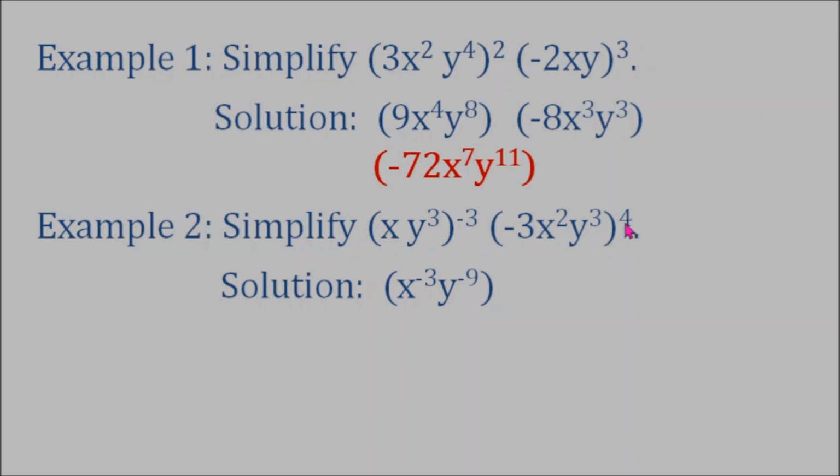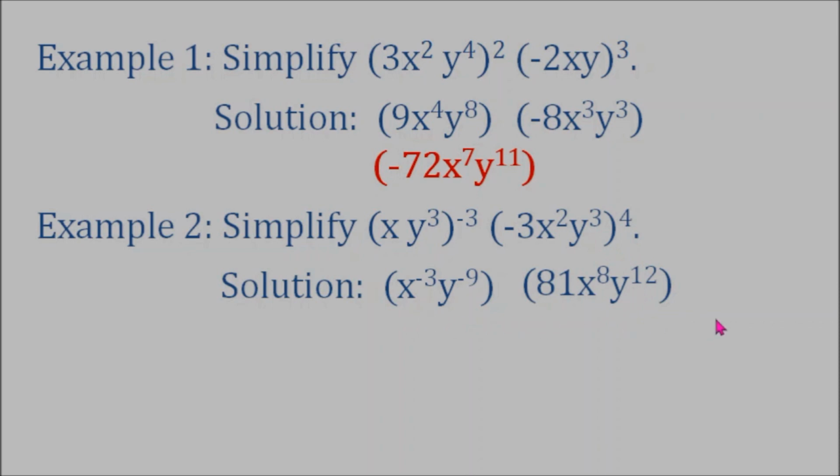Then this 4 is the exponent of negative 3, and this 4 is also the exponent of x squared, and also this 4 is the exponent of y cubed. So negative 3 to the power of 4 is 81, then x squared to the power of 4 is x to the power of 8. Then we have y cubed to the power of 4 is y to the power of 12.